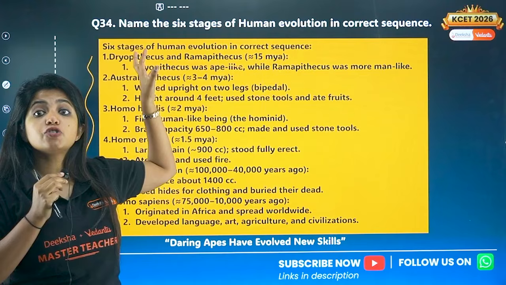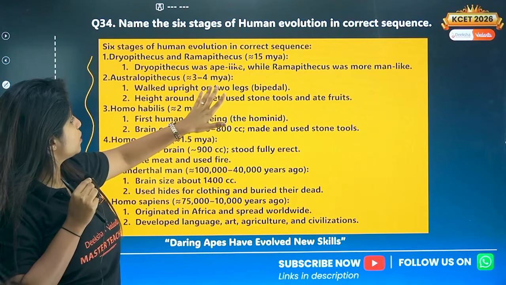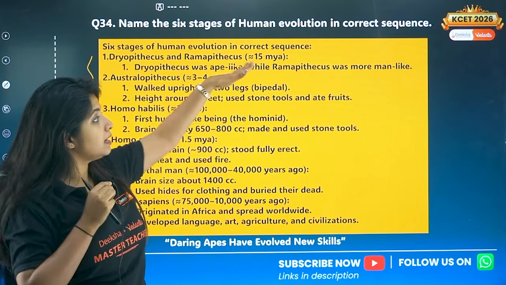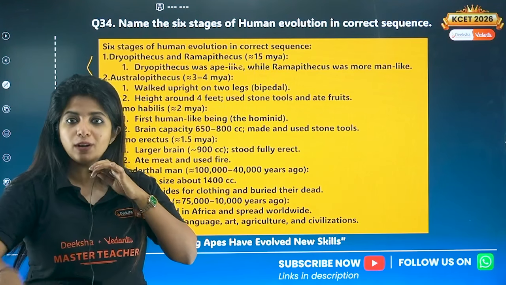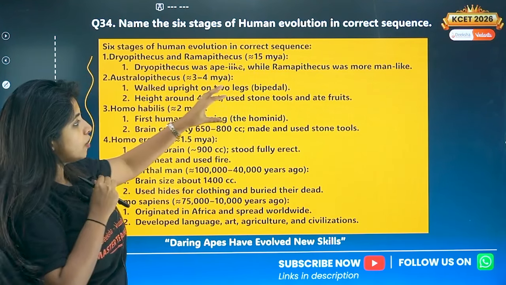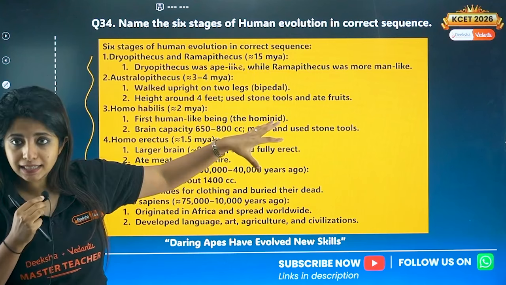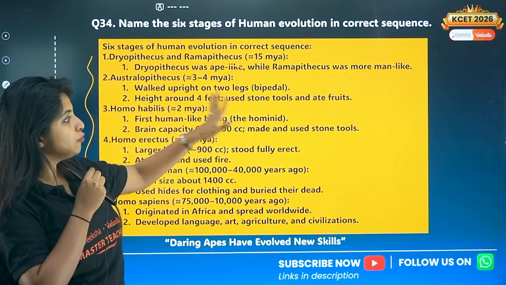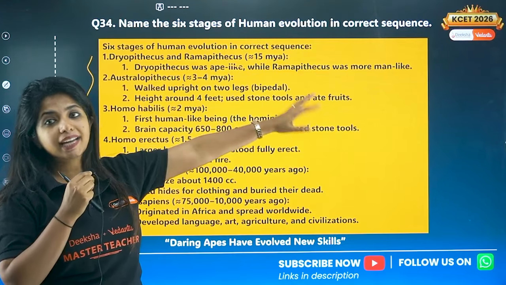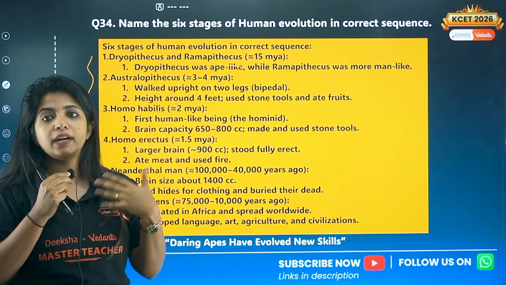After that you have Australopithecus. Australopithecus, my dear children, walked upright. Until now they were not walking upright. They used all their 4 limbs for walking. But from here onwards they were walking on 2 legs. Not completely erect, but somewhat like that. The height was around 4 feet. They used stone tools and ate fruits. They didn't eat meat, they ate fruits.